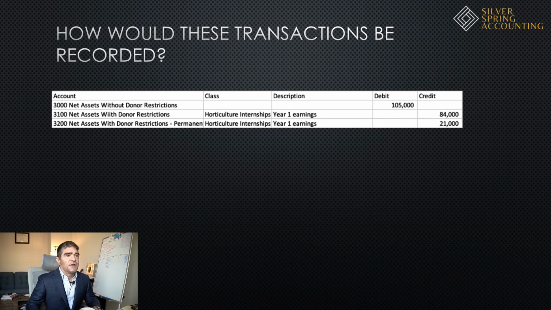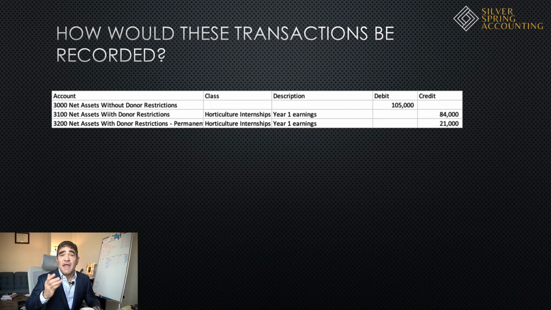So first, we're going to debit our net assets without donor restrictions for the full $105,000. And then we're going to credit net assets with donor restrictions for $84,000. And we could just say temporary there if we wanted to. And then we're going to credit net assets with donor restrictions permanent for $21,000, or that 20%, and we will want to reinvest that.